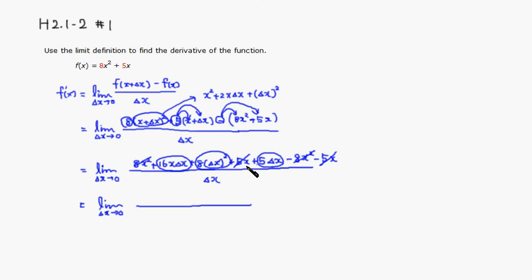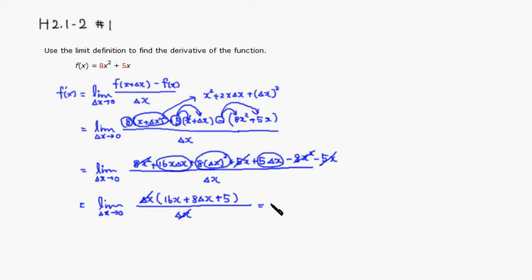The 3 terms on top, every single one of them has delta x in it, so I'm going to factor it out. Then you have 16x, then taking one delta x out, plus 8 delta x, then just 5, all over delta x. So you can cancel delta x. After that, plug in 0 for delta x.